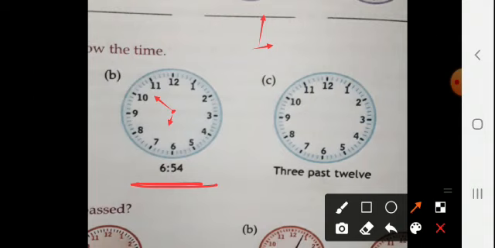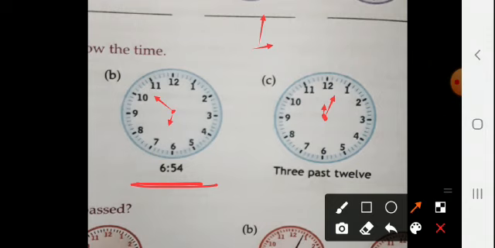Now see the C part also. First of all we have to make the center point here, in the middle. Now 3 past 12. So here the hour hand will be at 12, and the minute hand at 3 minutes. That means 1, 2 and 3. Understood? So this is the correct way of drawing the hands, the minute hand as well as the hour hand. Is it clear to you?